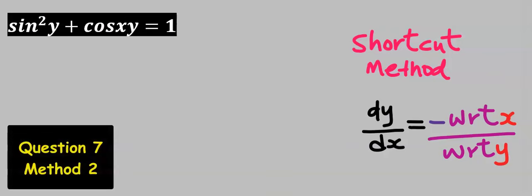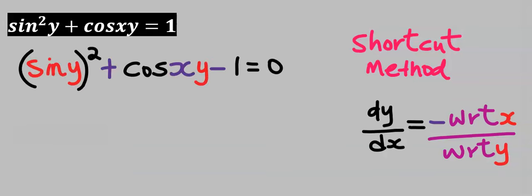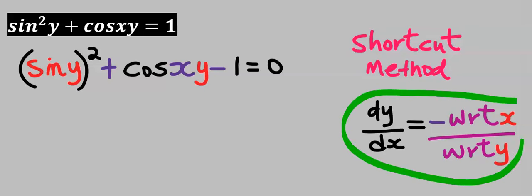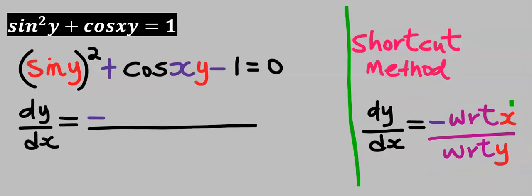Alternatively, let's use the shortcut method. Let's rearrange the given question. Next, let's find the dy dx using the shortcut formula. At the numerator, let's respect x. Here, there is no x. We have sin y squared.